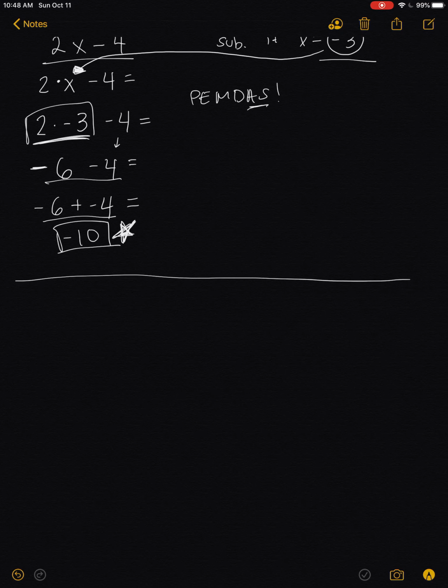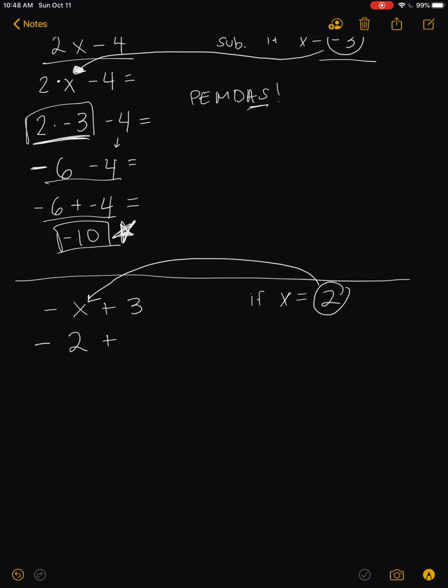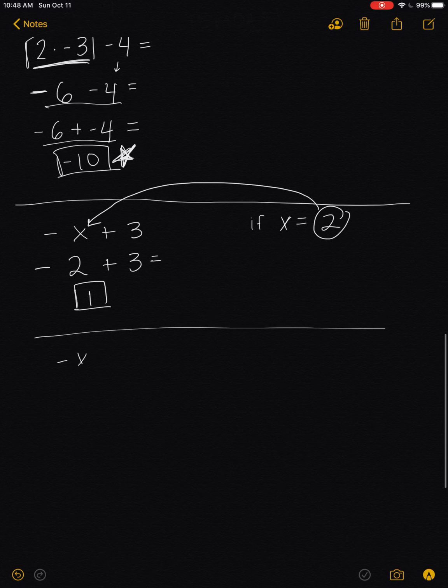I'm going to do one more example. This time we're saying, just because this one can be tricky. So now we see that there's this negative in front of the x. So we're saying -x plus 3. Okay, so if x is equal to, let's just say 2. Right, so we have that negative. We're plugging the 2 into the x. Right, so -2 plus 3. That gives us 1. Okay, let's do it again.